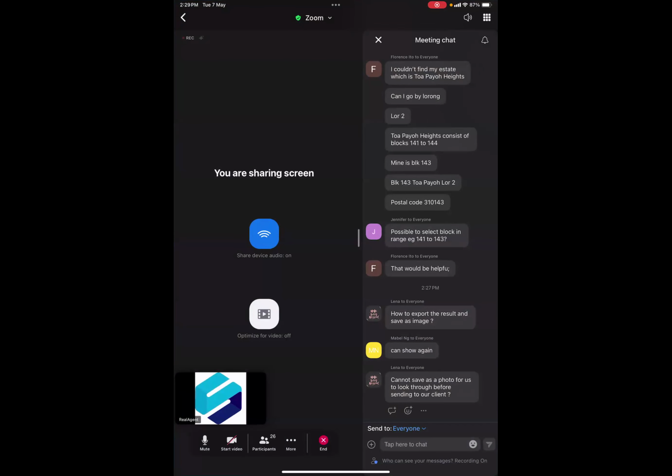You can send to yourself, look through before sending out. You can send to yourself, because I'm using Apple. If you're using Android, it will be downloaded as a PDF to your device immediately. Apple, you still need to save it as a PDF. So you can send to yourself first, look through, and then save it as a PDF, and then send out to your clients.